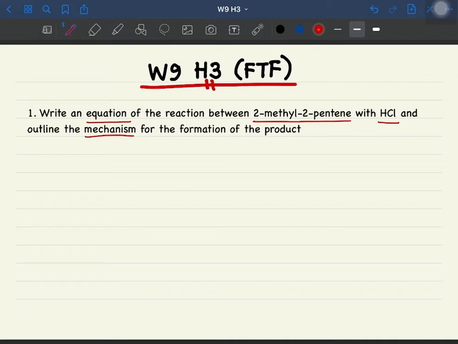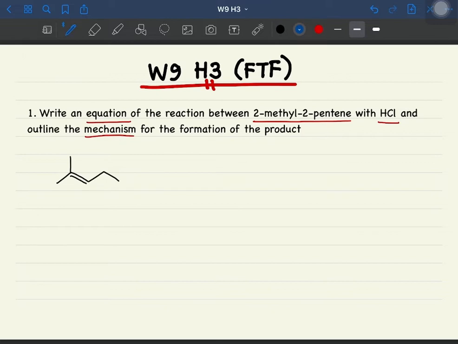So we need to first write the alkene given in our reactions. So we're going to have 2-methyl-2-pentene. Our longest chain is going to be 5 carbons. So 1, 2, 3, 4, and 5. At carbon number 2, we have methyl, and also at carbon number 2, we have carbon-carbon double bond. So this is going to be our 2-methyl-2-pentene.